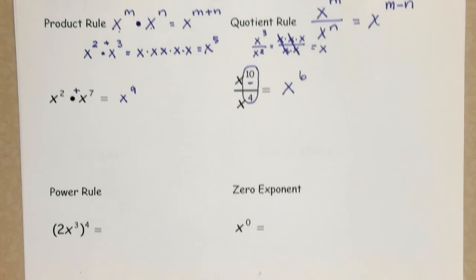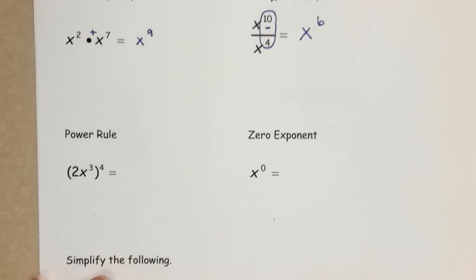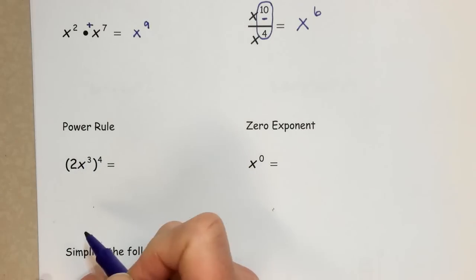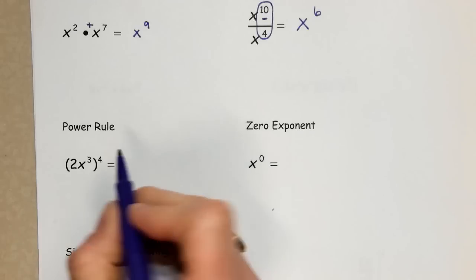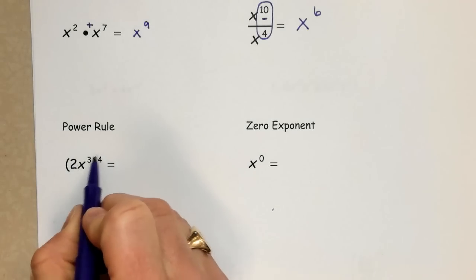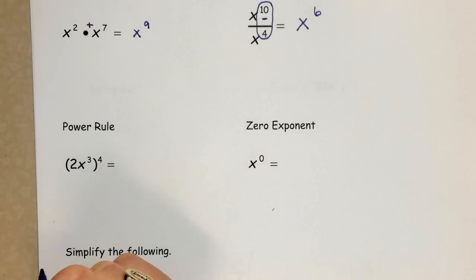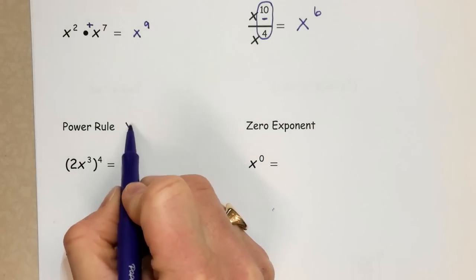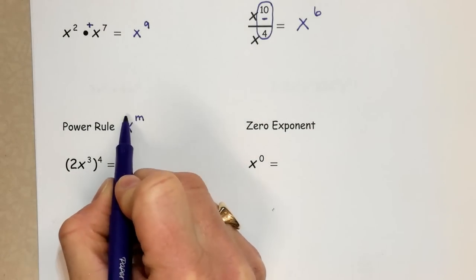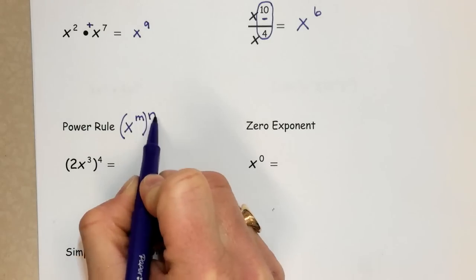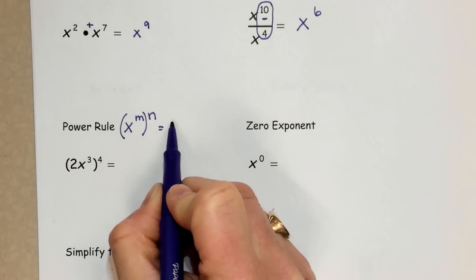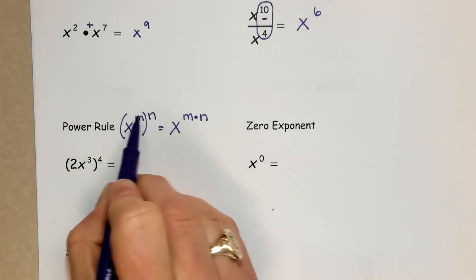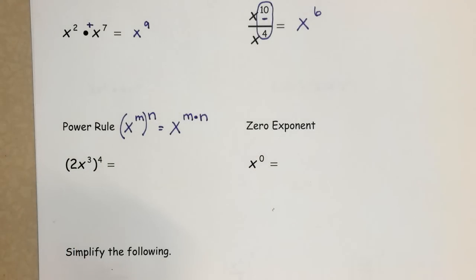Okay, 2 others that you may remember. The power rule, also known as power to a power rule. Knowing that any exponent outside of the parentheses applies to the one that's on the inside of the parentheses. This in rule form would look like something like this. x to the m with the n on the outside would equal x to the m times n. We multiply our exponents together.